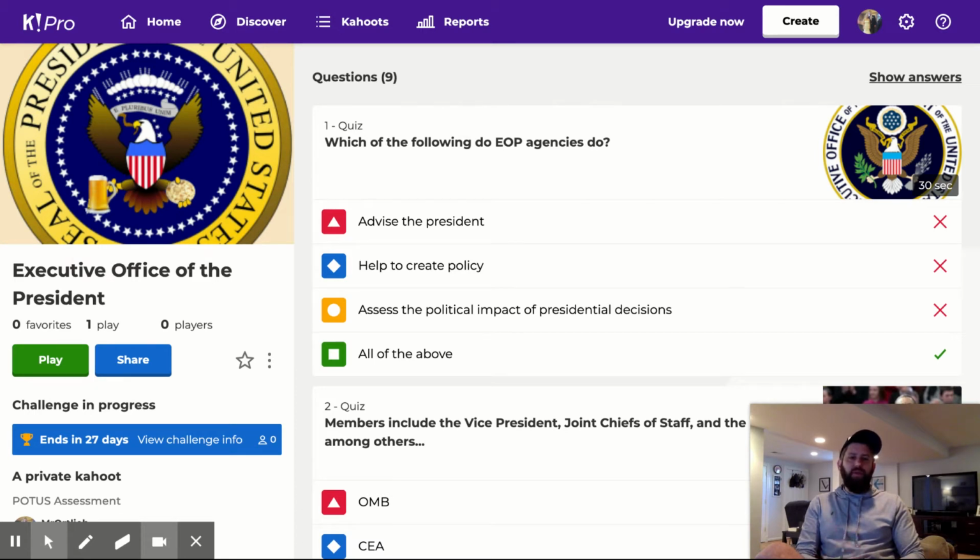So that's two. It helps you to create policy. How is it that we take ideas, put them into law or policy in order to turn them into action? They're going to help you to formulate your ideas and turn them into something official so that you can act upon them. And then to assess the political impact as well. If we go to war, the famous example is Lyndon B.